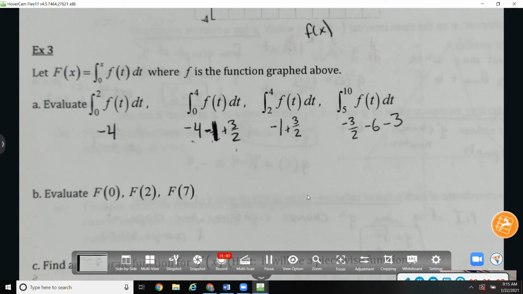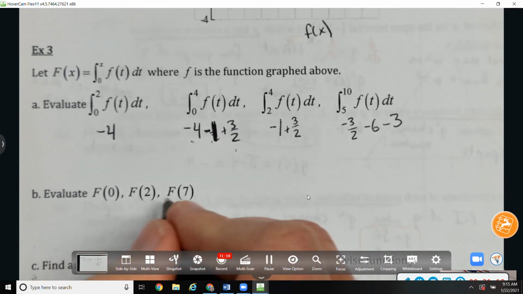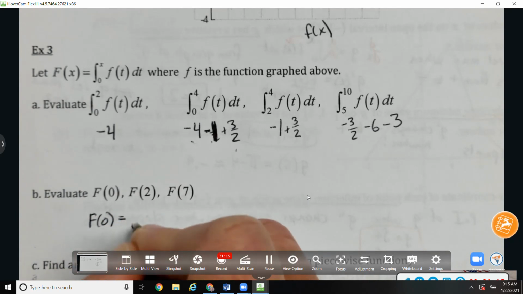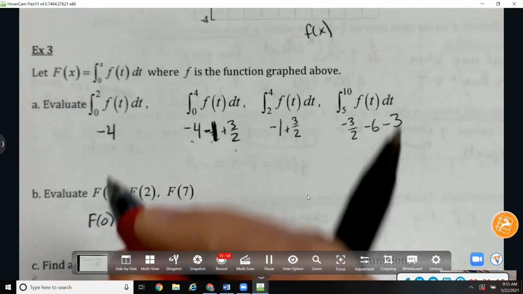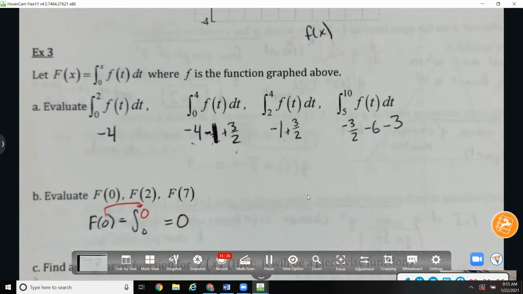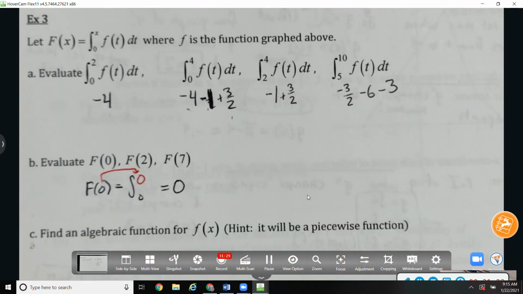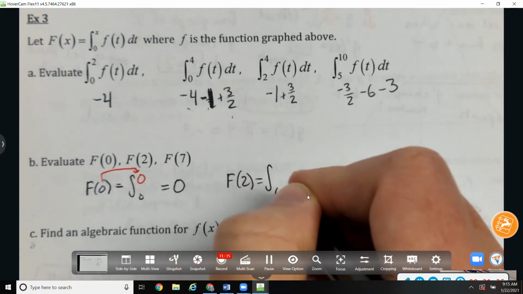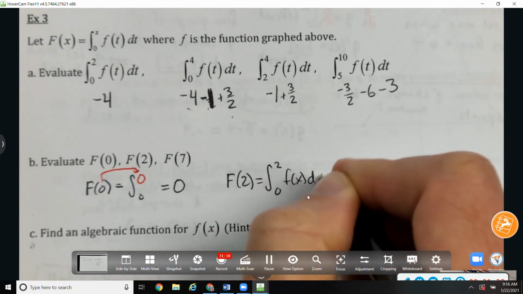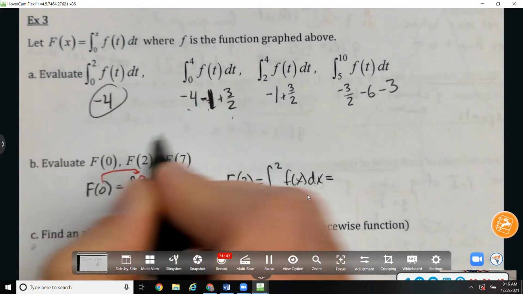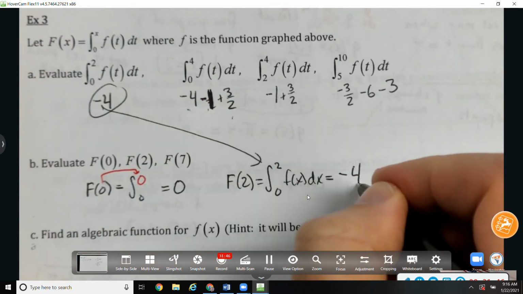All right, the real point of this: F of 0 is just the integral from 0 to 0. Oh, I can stop right now and know what this answer is. The area from 0 to 0, done. There's no area from 0 to 0. F of 2 is the area from 0 to 2, which we already found. So we kind of did that problem under a different name.